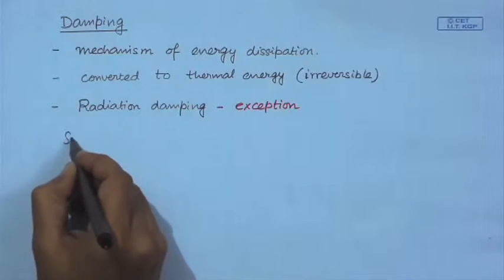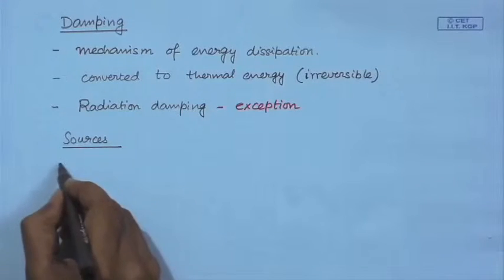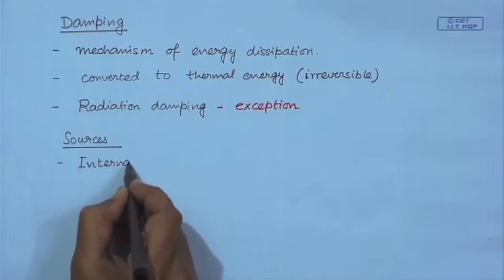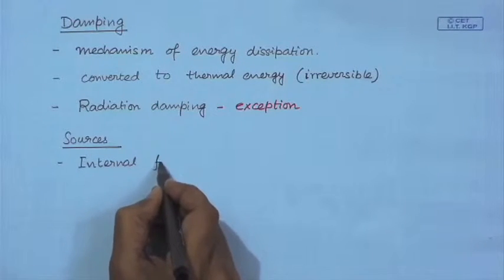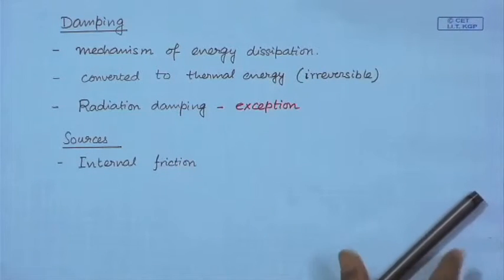Now, what are the sources of damping? The first is known as internal damping or internal friction. Whenever a structure is vibrating, between the molecular layers of the structure, because of differential straining, these layers have differential motion, and that dissipates energy.